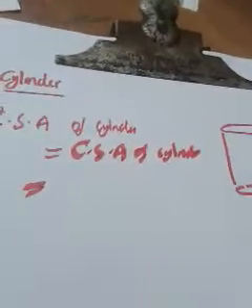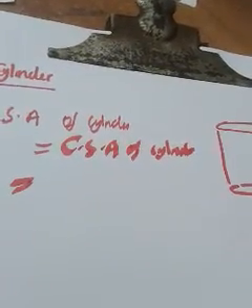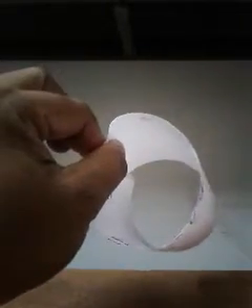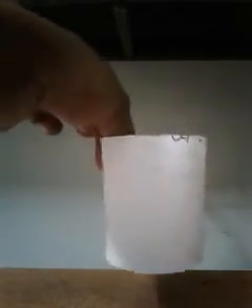I will show you just a demonstration. See, this is a cylinder, and this is an open cylinder. Why? Because both ends are open. So think about this cylinder. I told you, if both ends are open or both ends are closed, curved surface area will exist. And what do you mean by curved surface area? See, this surface is known as curved surface.